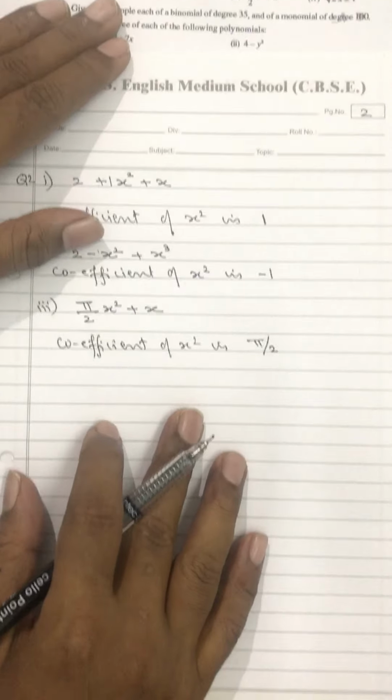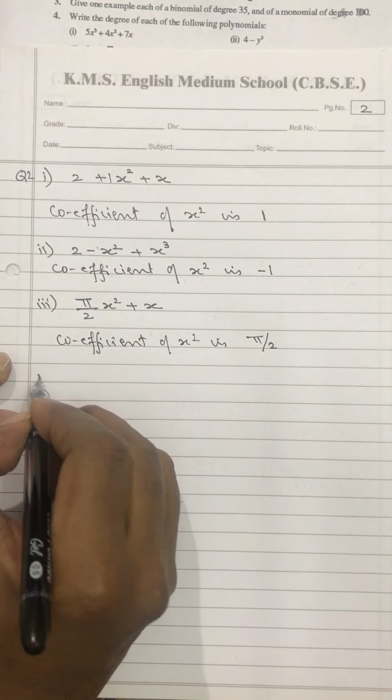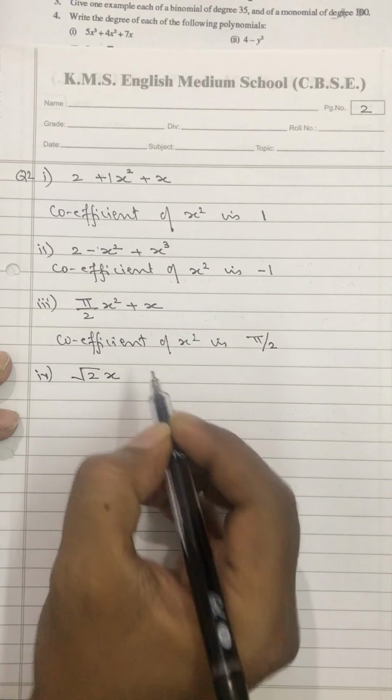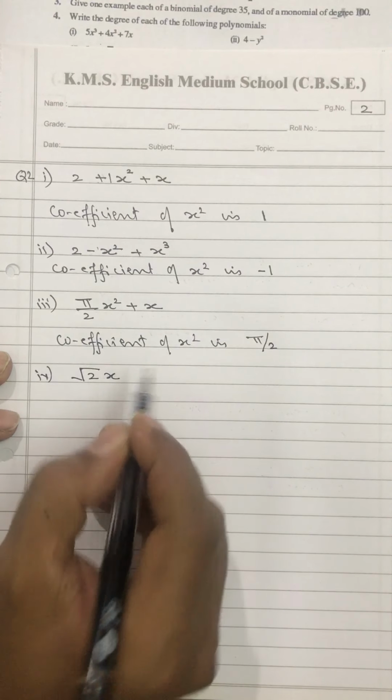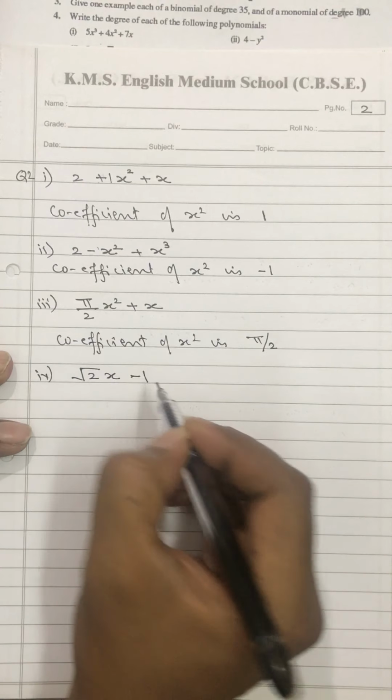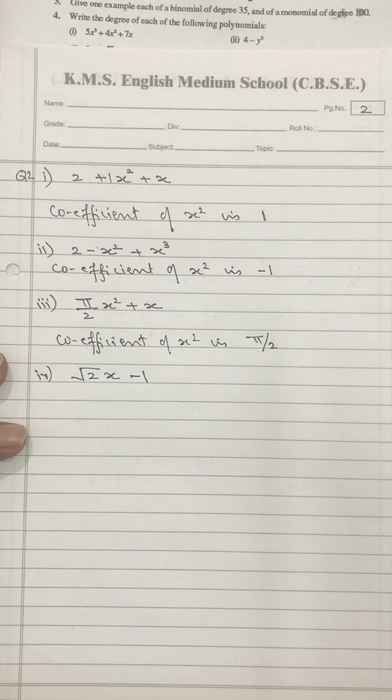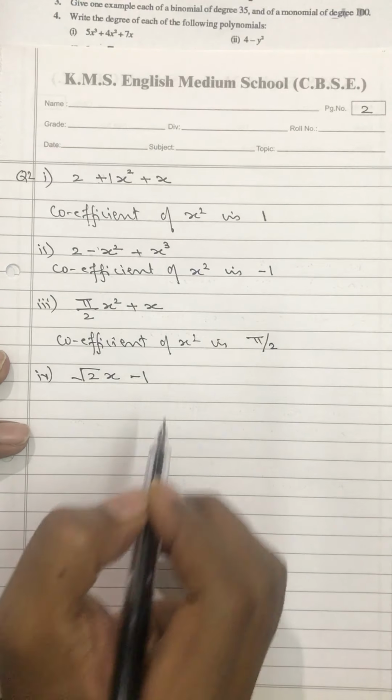Now the next one is root 2x minus 1. This is the fourth question. Square root of 2x. Now here x is outside the radical. So you should be very careful when you are writing everything. This I can't extend it, otherwise x will go inside the radical and then it will not be a polynomial. So root 2x minus 1.